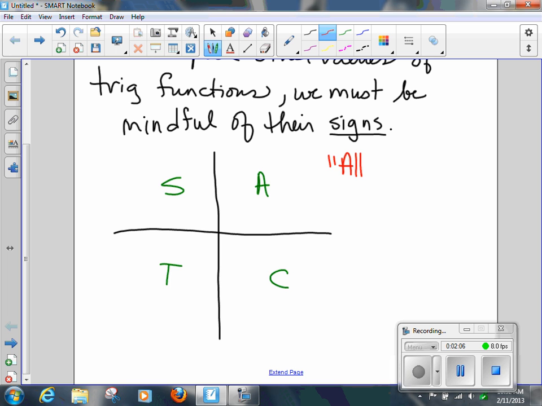That is not a true statement. All students do not take calculus. But I do like this one. I like that one better: All-star trig class. Because y'all got it going on. Okay? Now, why am I telling you that little sentence? It's going to help you remember. If you go in the order of first quadrant, second quadrant, third quadrant, fourth quadrant, all-star trig class helps you to remember the signs of certain trig functions.